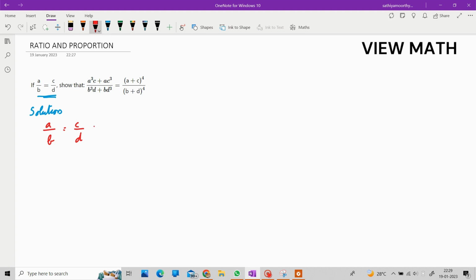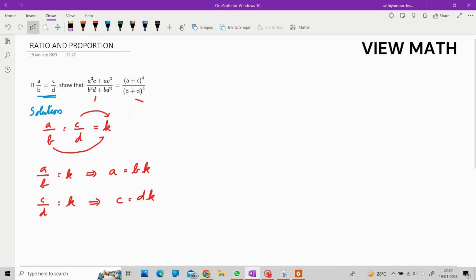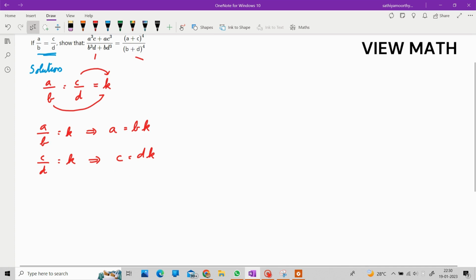So let me equate this to some constant K. So now A by B is equal to K. From this I can write A is equal to BK. Again C by D is equal to K. So this implies C is equal to DK. Now I am going to consider the left hand side separately and the right hand side separately, and then I am going to prove that left hand side is equal to right hand side.